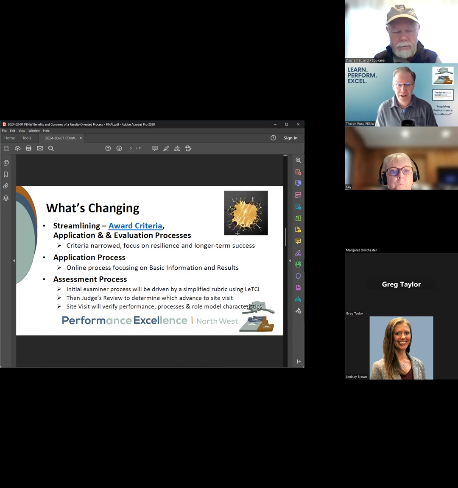The online application process is really, again, focusing on the basic information and the key results. The process is also going to be driven by a new scoring rubric that we're just getting introduced to. And the intention of that scoring rubric, from what it looks like at first blush, is to identify best practices across sectors. And so we're looking for the highest results, sustained levels, trends, and comparisons for 5 years.